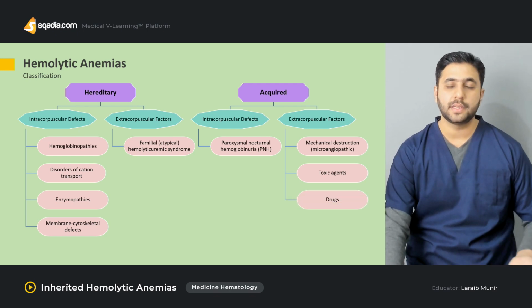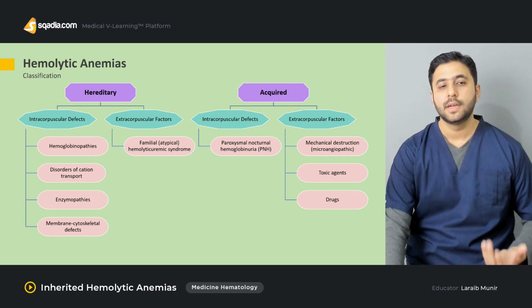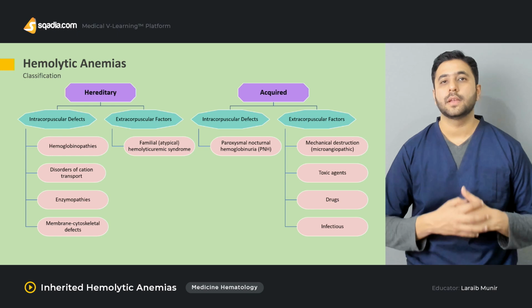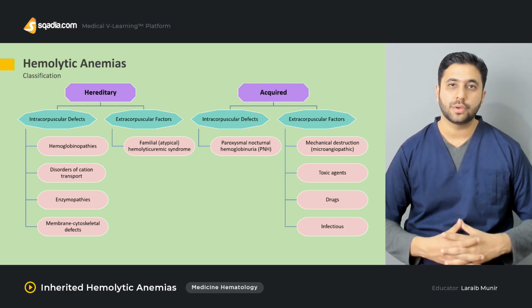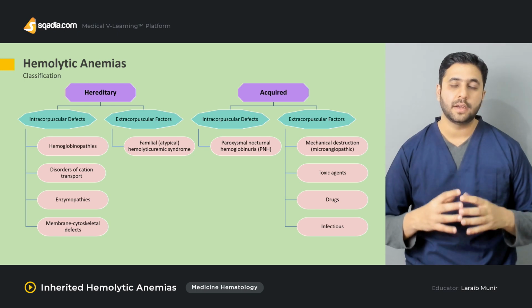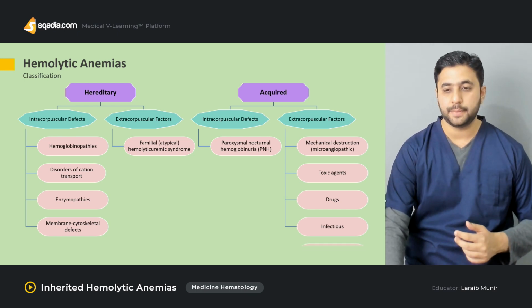Certain drugs, for example, the nitro or the sulfur drugs, can cause hemolytic anemias. And certain types of infections, certain inflammatory diseases can also lead to the extracorpuscular defects, which in the long run can lead to hemolytic anemia.